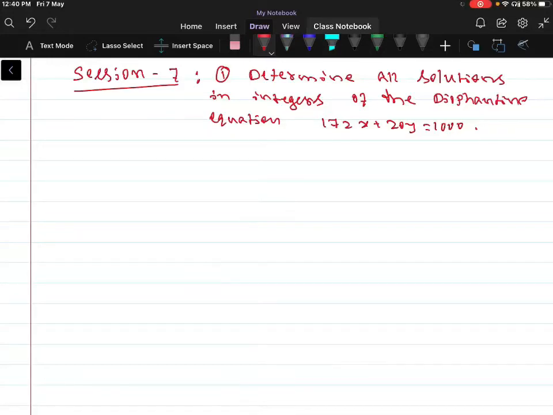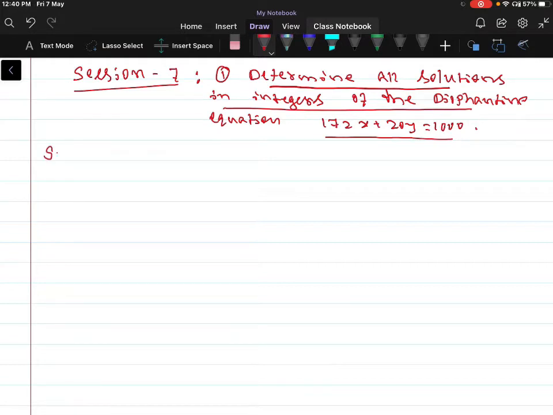So in this lecture, I'm going to discuss solutions of Diophantine equations. Let us move to the first problem. Determine all solutions in integers of the Diophantine equation 172x plus 20y is equal to 1000.